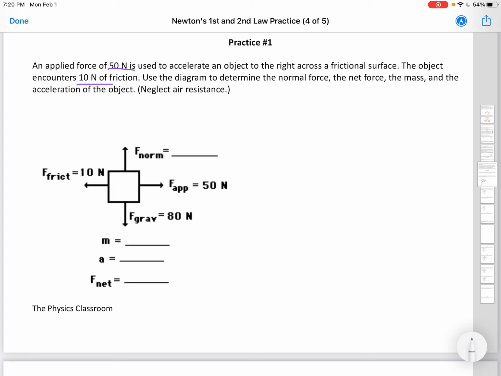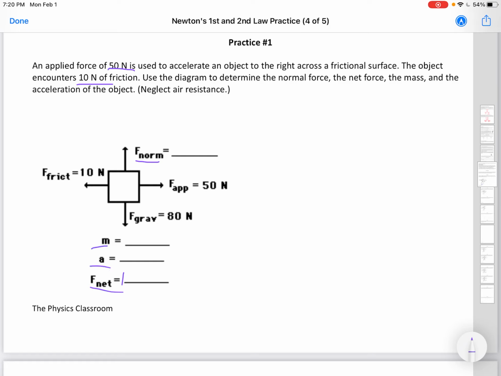So, usually I write out a chart of what we have and what we are looking for, but this already has the free body diagrams drawn for us with everything that we're looking for, so I'm not going to do that. But just know we're looking for normal force, net force, mass, and acceleration, and they're all right there.